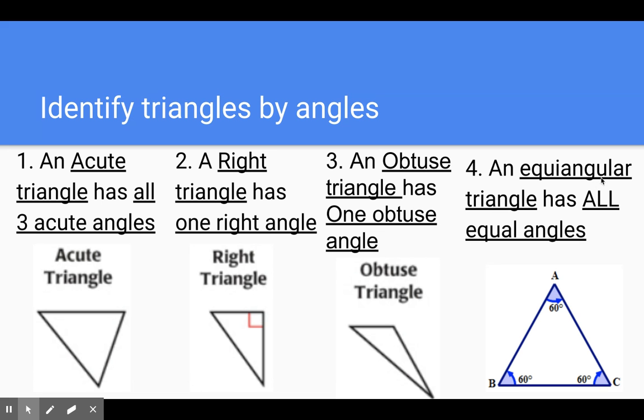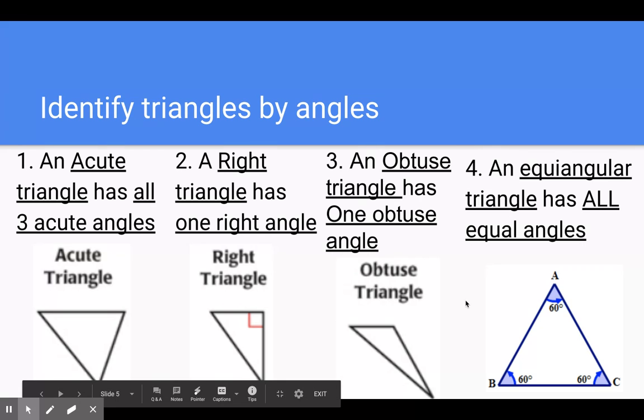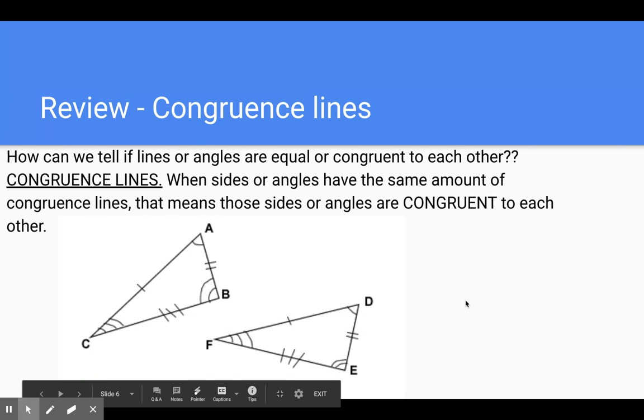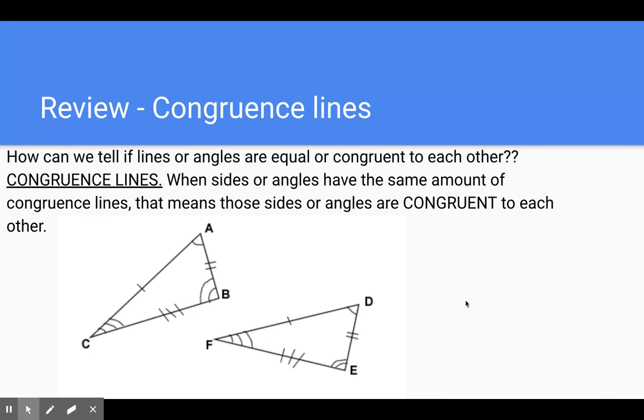And an equiangular triangle has all equal angles. Similar to an equilateral triangle having equal sides, an equiangular triangle has all equal angles. These all end up being 60 degrees. So again, review from what we did last lesson in 5.1: congruency lines are how we can tell when we have either congruent sides or congruent angles.